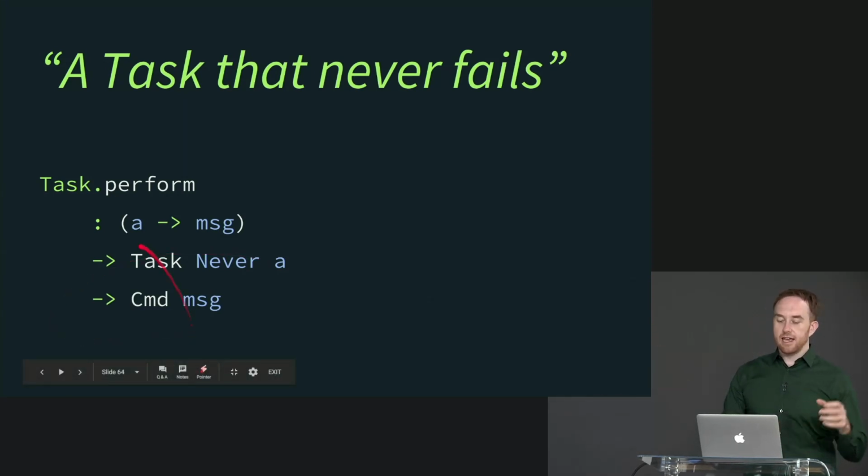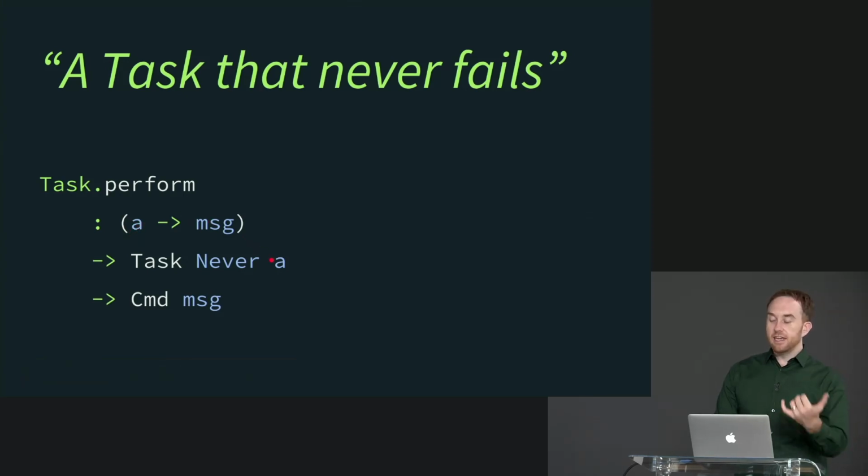So essentially, this is saying, give me a way to convert a success type into a message, and then I'll take your task, which I know can't fail. I'll run it. I know it's going to succeed because it can't possibly fail. It'll give me that success value. I'll convert that into a message, and then there's your command.